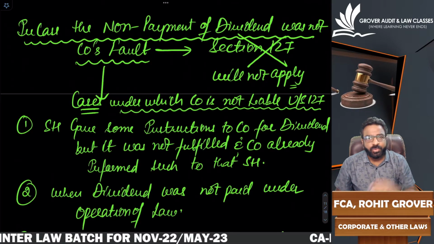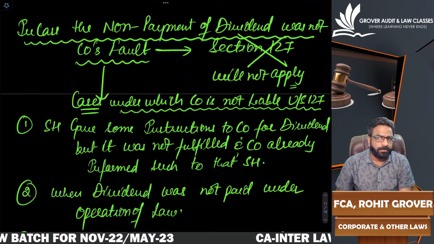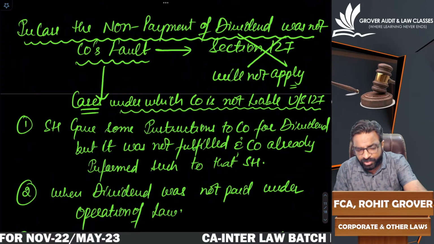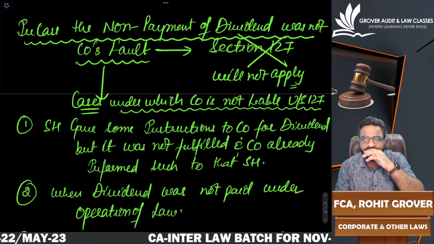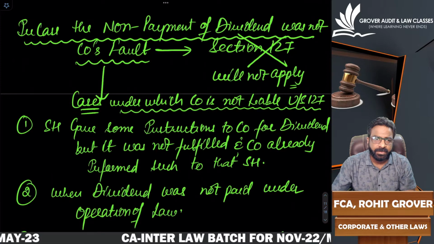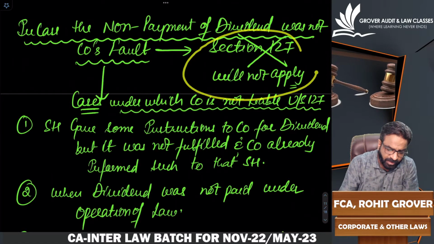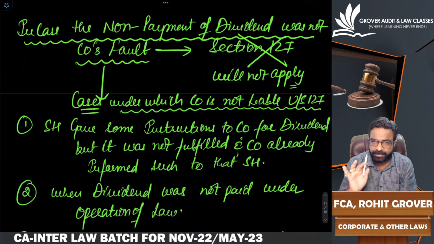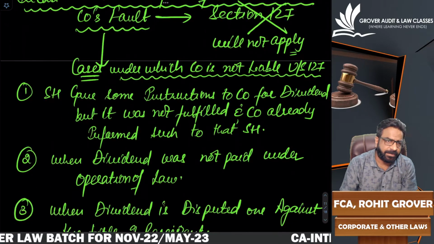No, sir. You have given me the wrong bank account. Is it the company's fault? No, sir. Then in these kinds of situations, should companies be penalized or not? Should not be penalized. Is it crystal clear to all of you? Yes, sir. Now see, under what cases will section number 127 not apply to the company, that is, the cases when there is no fault of the company? It means the company can escape or cannot escape? Can escape.